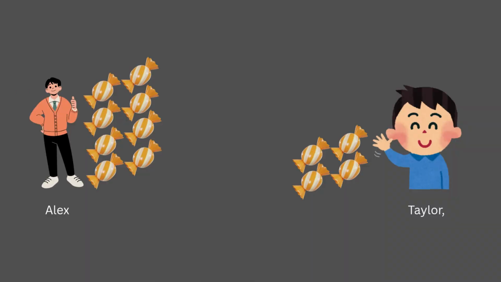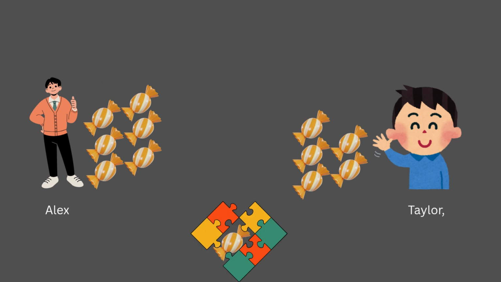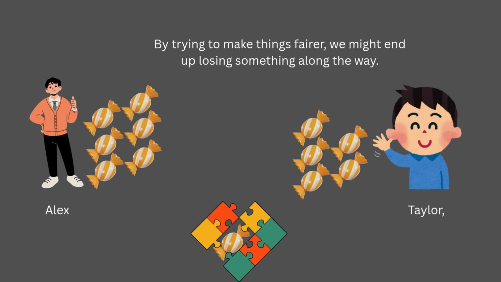Two friends, Alex and Taylor, have different numbers of candies. To make things fair, we take a few candies from Alex and give them to Taylor. But during this transfer, one candy gets lost. Now Alex has 6 candies and Taylor has 5. This little accident shows us an important trade-off. By trying to make things fairer, we might end up losing something along the way.